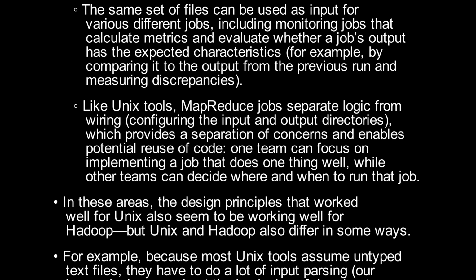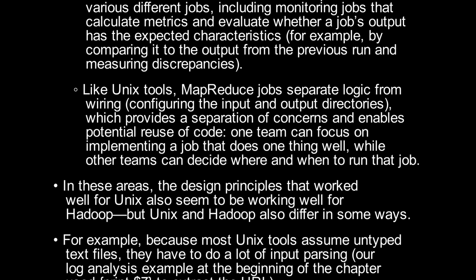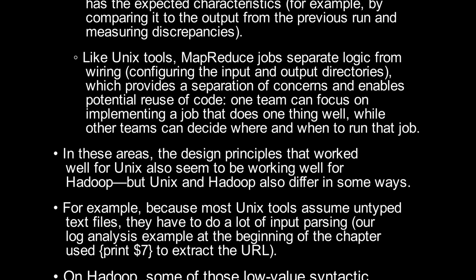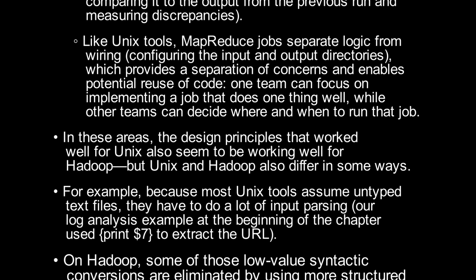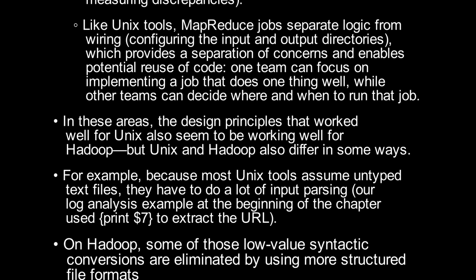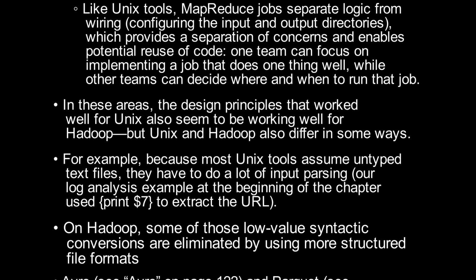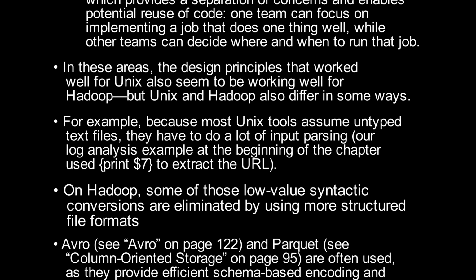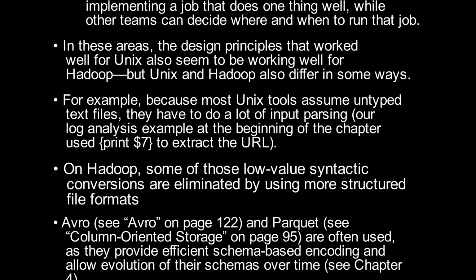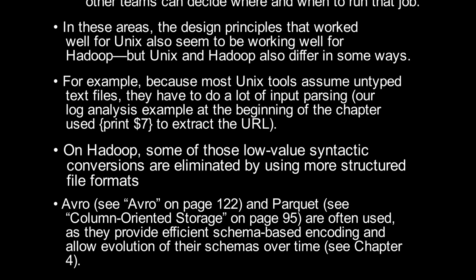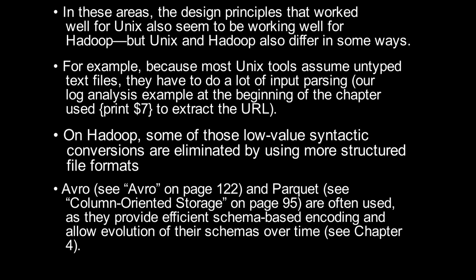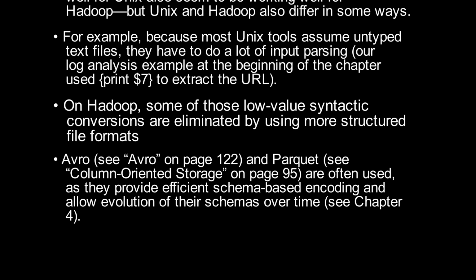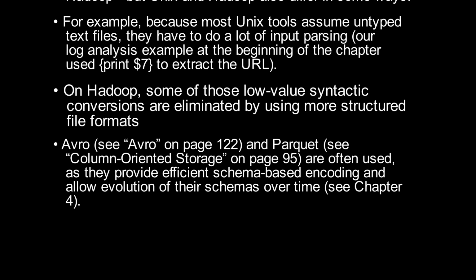In these areas, the design principles that worked well for Unix also seem to be working well for Hadoop, but Unix and Hadoop also differ in some ways. For example, because most Unix tools assume untyped text files, they have to do a lot of input parsing. Our log analysis example at the beginning of the chapter used print $7 to extract the URL. On Hadoop, some of those low-value syntactic conversions are eliminated by using more structured file formats. Avro (see Avro on page 122) and Parquet (see Column-Oriented Storage on page 95) are often used, as they provide efficient schema-based encoding and allow evolution of their schemas over time. See Chapter 4.